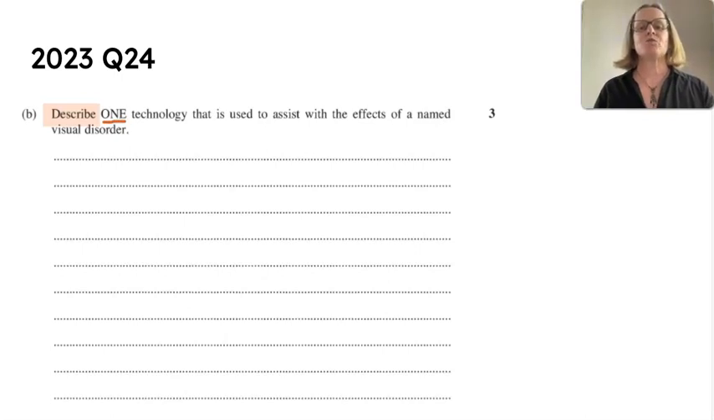But let's have a look at part B for this question. Part B is a describe. So you're describing, and we only want to describe one technology, okay, that assists with the effects of a named visual disorder. So we're still in the eye, still in module 8. We need 3 marks, but we're going to need to name a technology and a visual disorder. So let's have a quick look at the marking criteria.